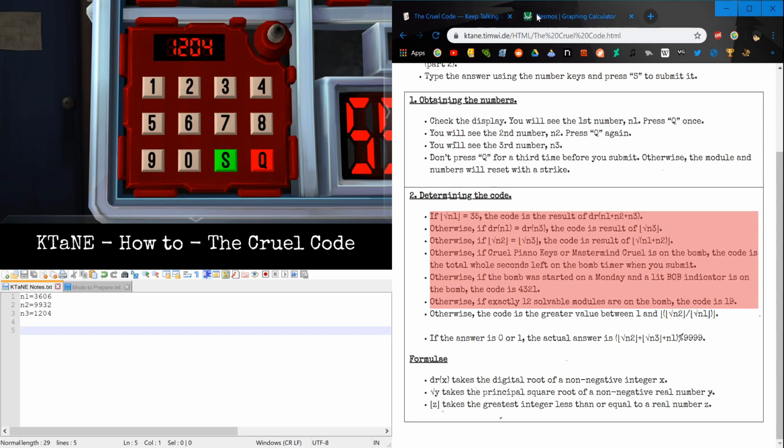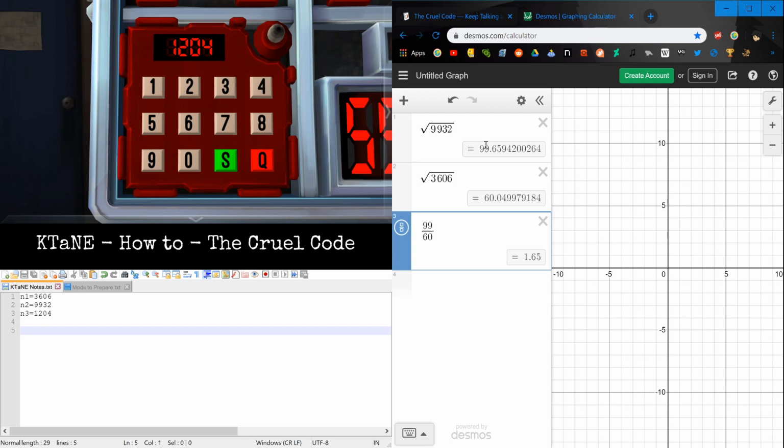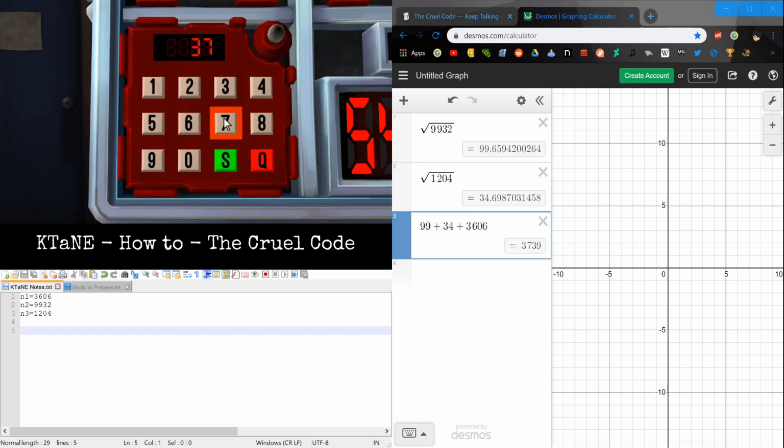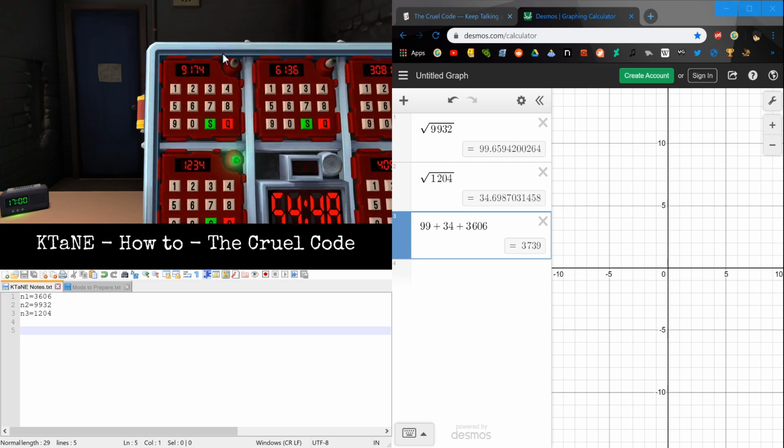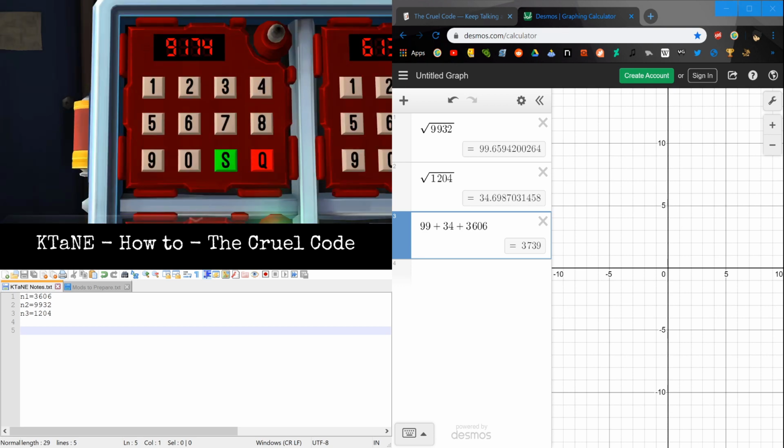So we're going to find the floor of the square root of n2, which we already have, plus the square root of n3, excuse me, which is 1204, which is 34. So we're going to have 99 plus 34 plus 3606. We have 3739, and we submit 3739. And that is a solved module. Please note that there is no undo button, so that can definitely maybe trip you up sometimes.